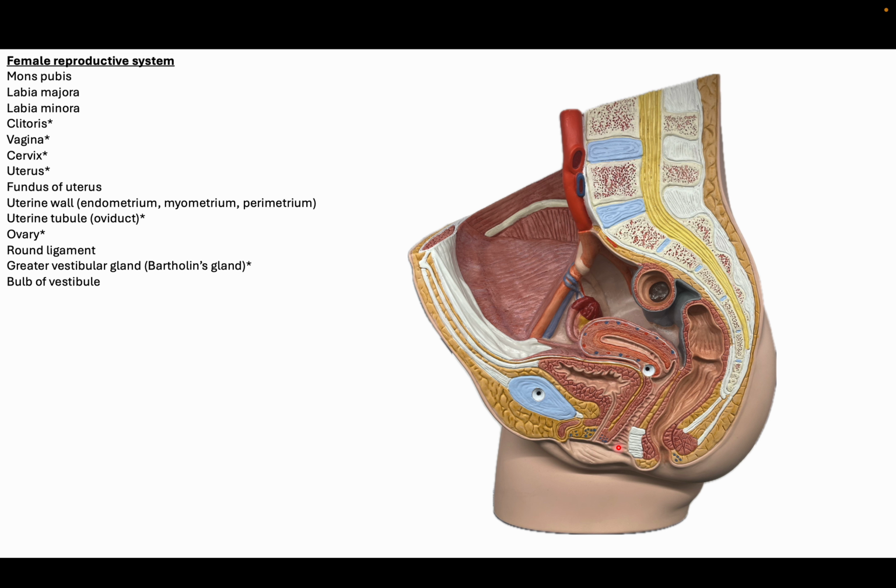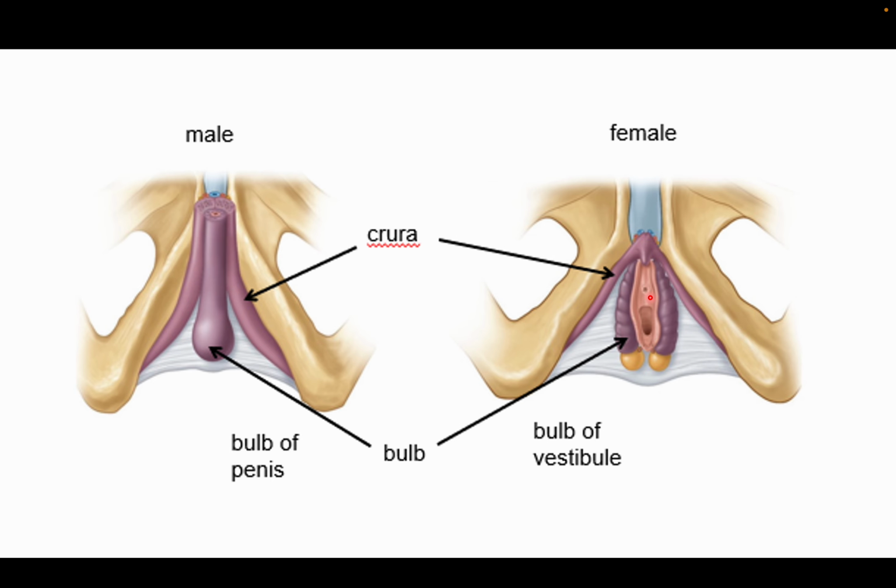All right, and these are the structures that you can see from the sagittal view. So as promised, I do want to show you the bulb of vestibule and the greater vestibular gland in this angle. Here is the urethra where urine is going to enter, and then this is the actual vagina itself. Surrounding the vagina, you have the bulb of vestibule. And here is going to be the greater vestibular gland, also known as the Bartholin glands.